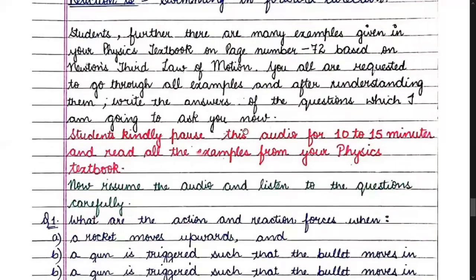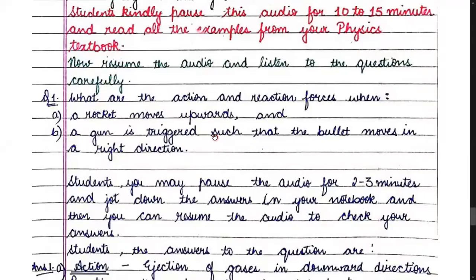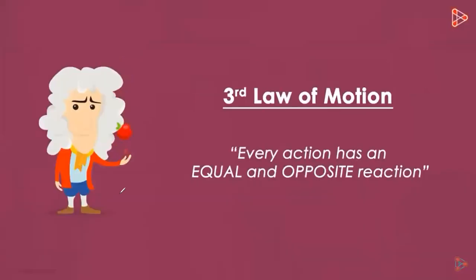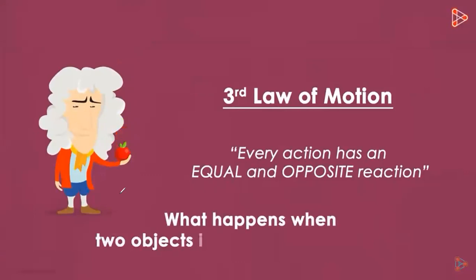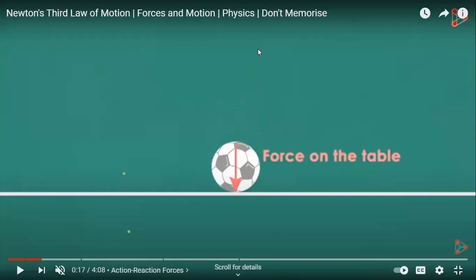So children, further, there are many such examples in your textbook also, and I want you all to go through this animated part so that you are able to understand what the law of motion is. So children, we are studying Newton's laws of motion. To every action, there is an equal and opposite reaction. See, now what is happening here? The ball has fallen on a table. So the ball is applying a force on the table.